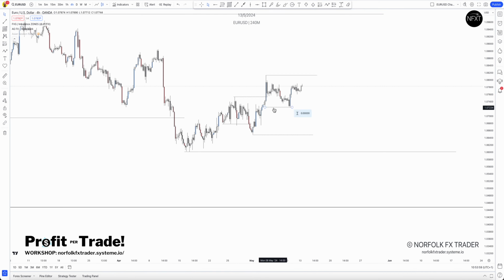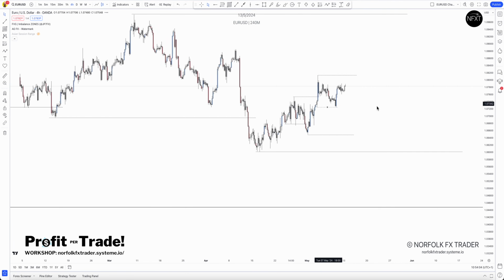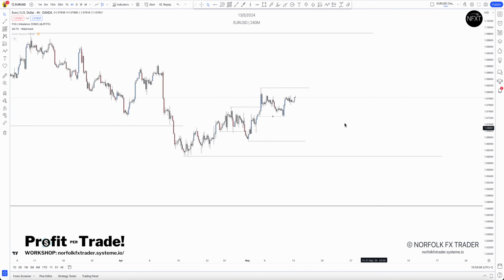Now, I just wanted to highlight here as well, we had a sweep in the market. Now, that's something else that we go through, understanding liquidity in the market. But this is a simple sweep.